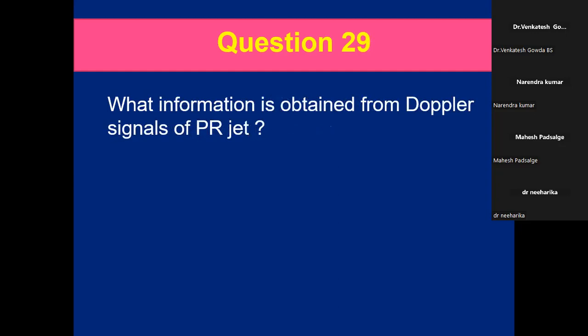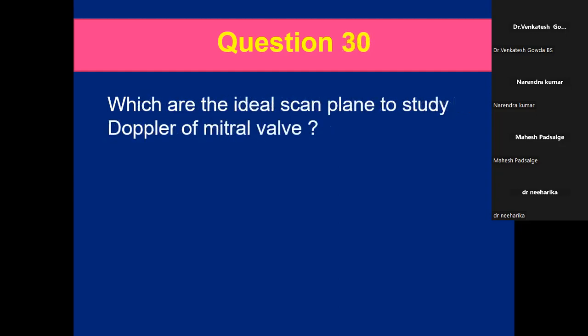This is a little difficult. I'm not going to touch this question. What are the ideal scan planes for studying Doppler of the mitral valve?